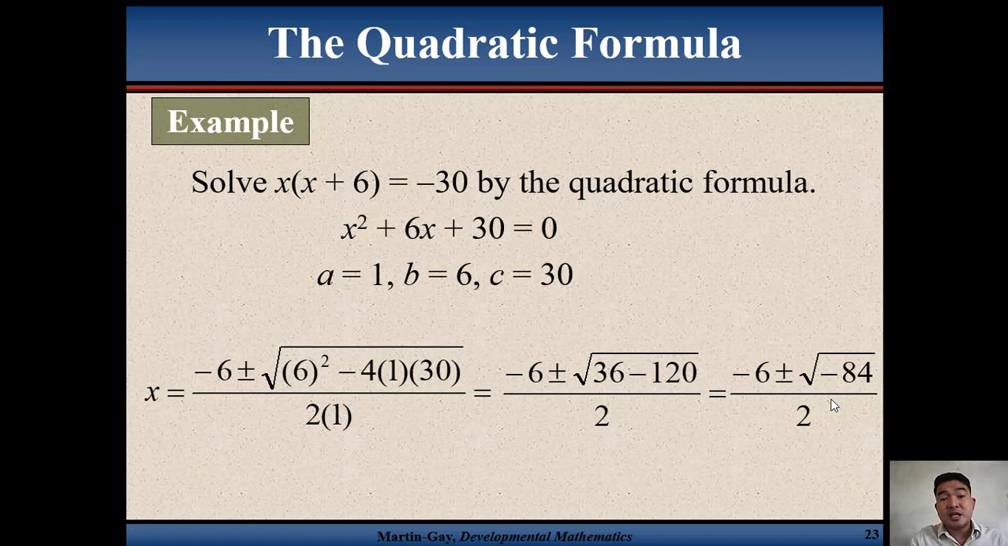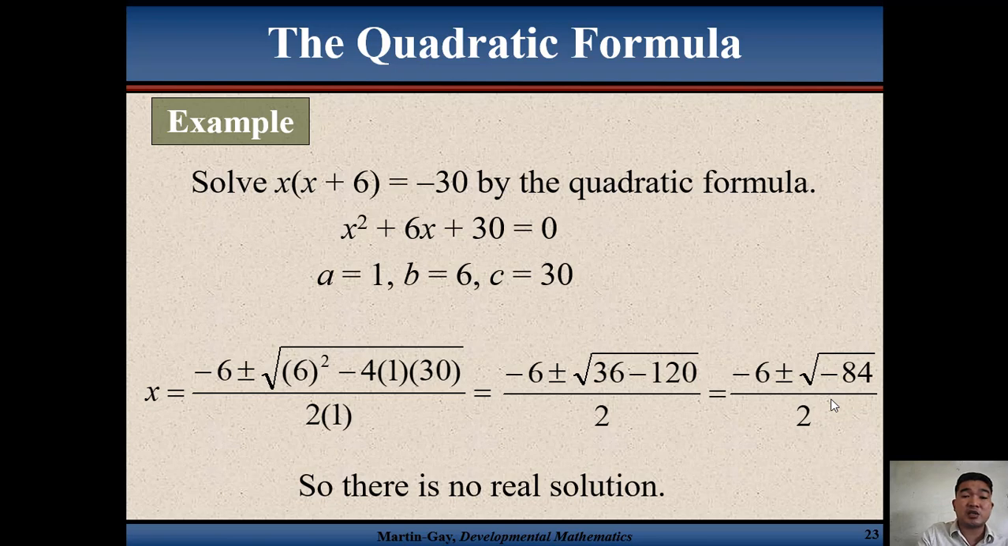So what have you noticed? You have a negative sign under the radical. So we may say that there is no real solution in this quadratic formula because we don't have a square root of a negative integer.